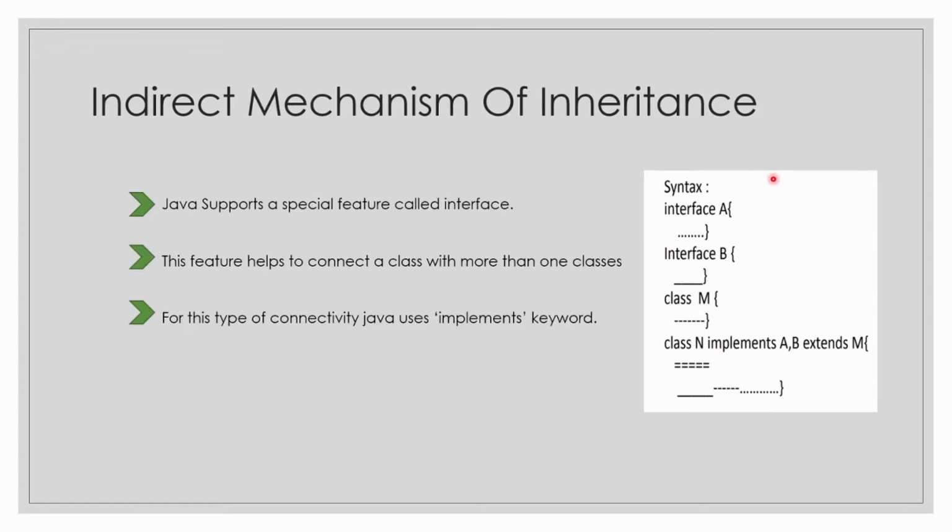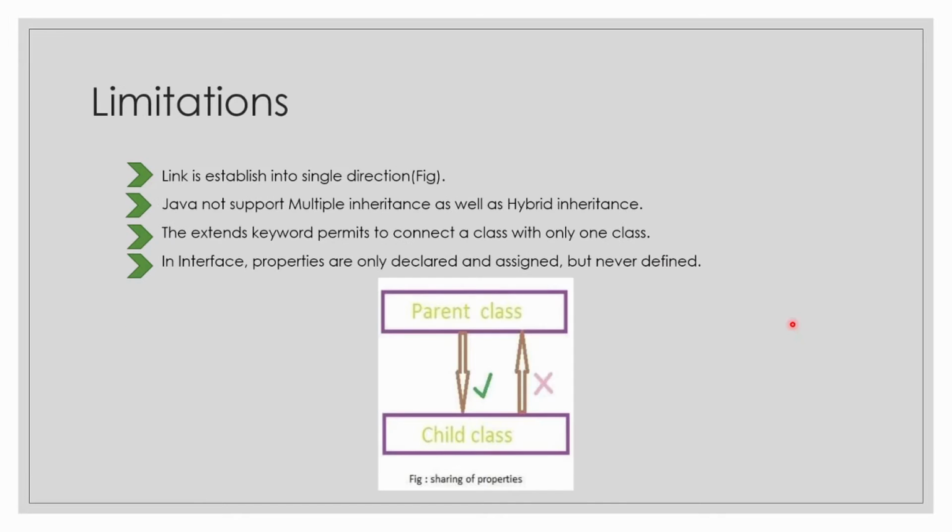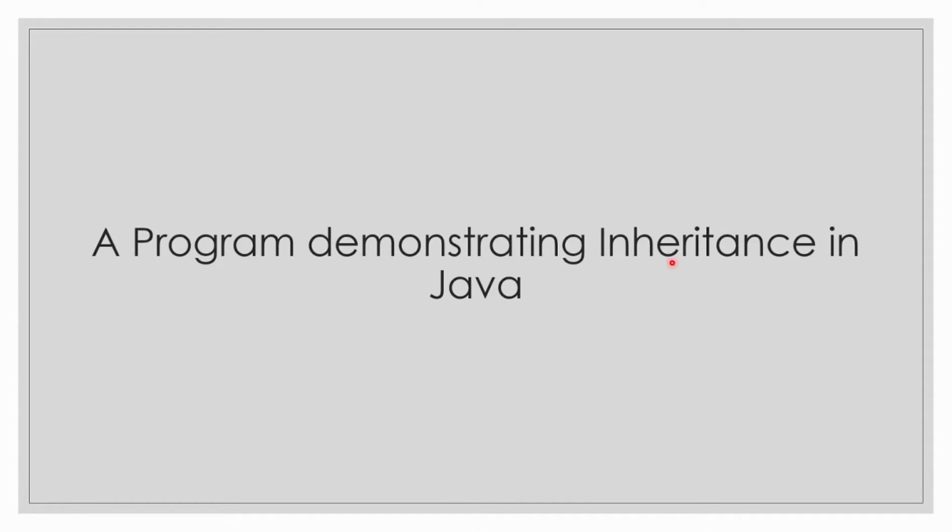That's where the use of interface comes in, where you can use one class and get the properties of more than one class. So that's one limitation, connecting a class with only one class. In an interface, properties are only declared but never defined. Next, let's see a program or a demonstration of inheritance in Java.